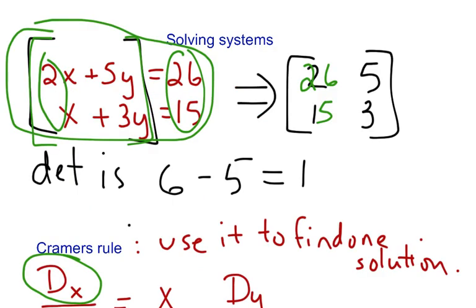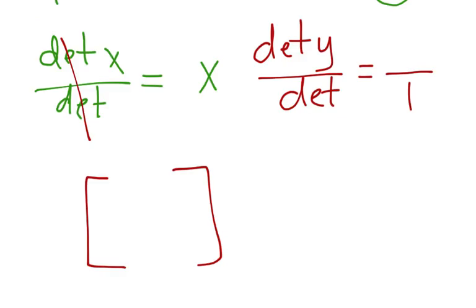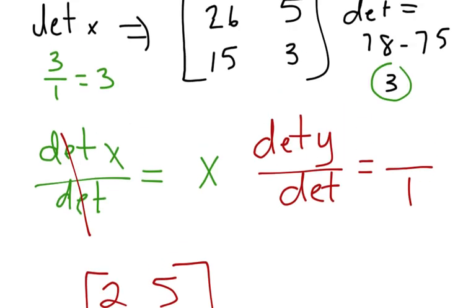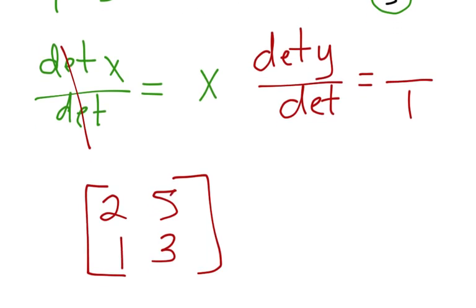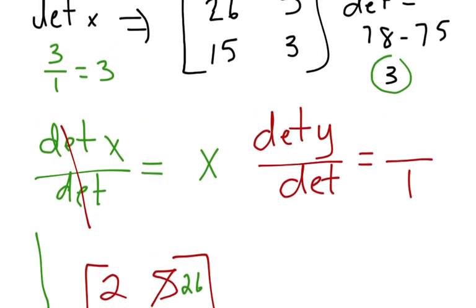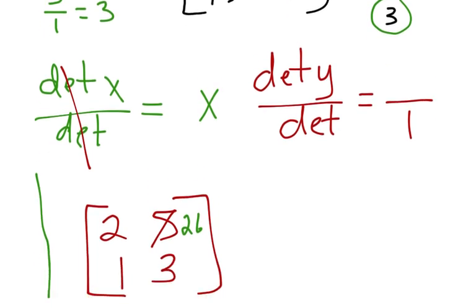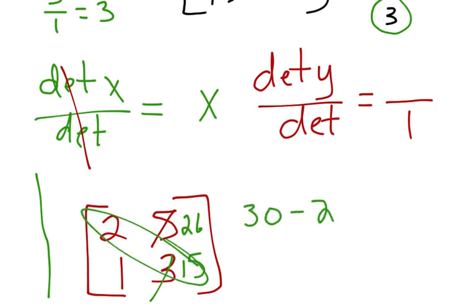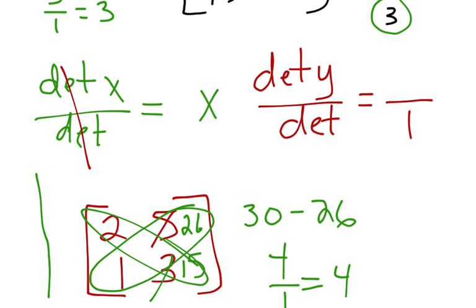Let me take a glance at what this was. It was 2, 5, 1, 3. So we had 2, 5, 1, 3. However, we had 26 go here, and 15 goes here. So this determinant would be 30 minus 26, so it's 4. So 4 divided by 1 is 4. Seems sort of neat.